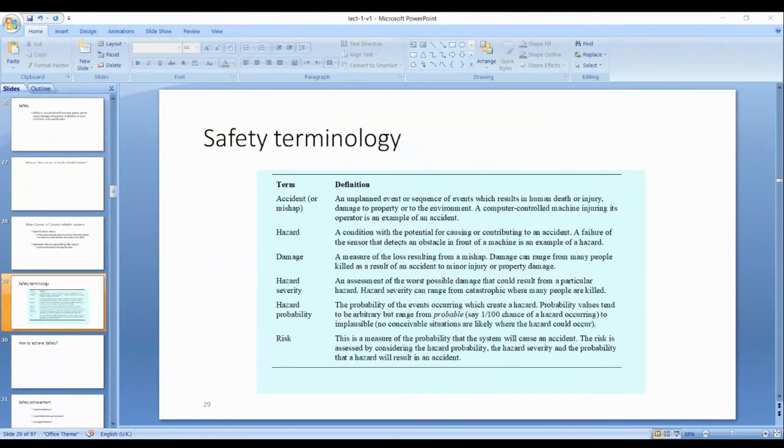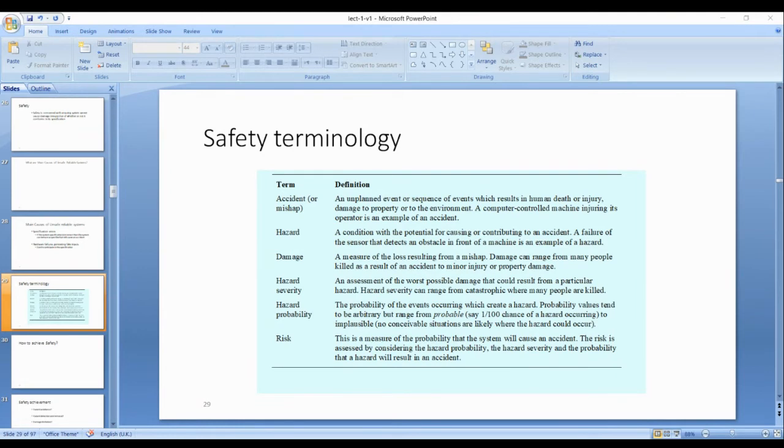Hazard probability. So you try to measure it by probability in terms of 80%, 70%, 90%, 50% risk. So you have to calculate the risk exposure, the probability multiplied by the cost impact, in terms of cost, in terms of component failure. That is all safety terminologies.